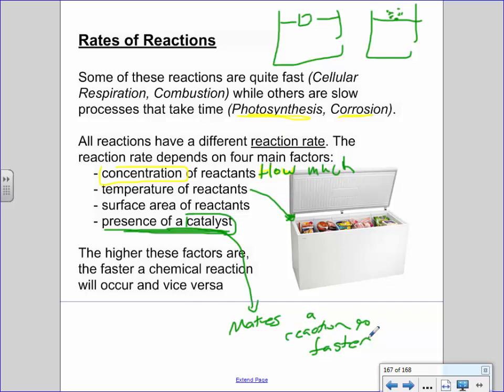So those are the 4 things. Heat it up, it goes faster. Use more, it goes faster. Grind it up into pieces so there's more surface area, it goes faster. Or use a catalyst, it goes faster. Some things happen quickly, some things happen slowly.